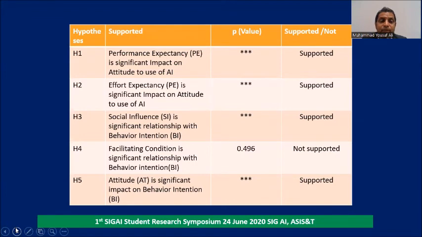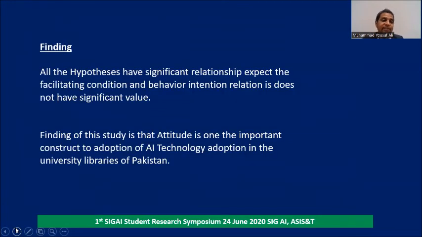The 4 hypotheses we tested, and the p-value results show that performance expectancy has a significant impact on the attitude toward use of AI, and that is supported. Social influence also has a significant relationship with the behavior intention, which is also supported. Hypothesis number 4, facilitating condition and behavior intention, is not supported, so there is no significant relationship between them. Attitude has a significant impact on the behavior intention. So all the hypotheses have significant relationships except the facilitating condition and behavior intention relation, which does not have significant values.